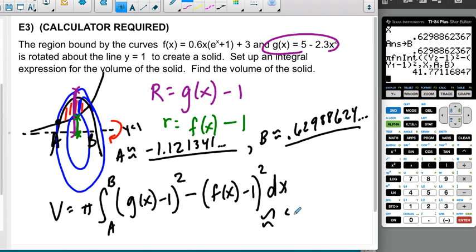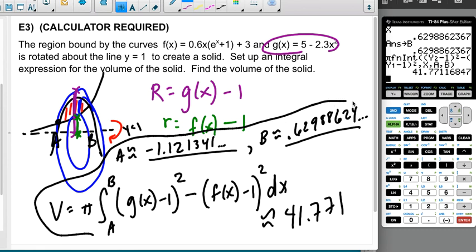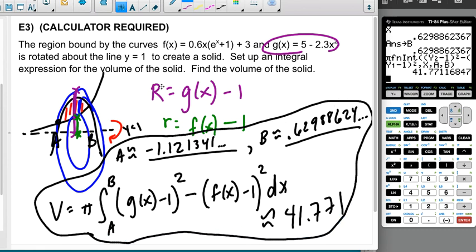And I get that it's approximately 41.771, right? So this is what the AP needs to see. If the bounds are some number that is an approximate value, you need to write what those bounds are, and you need to write them with as much detail as your calculator allows you to.